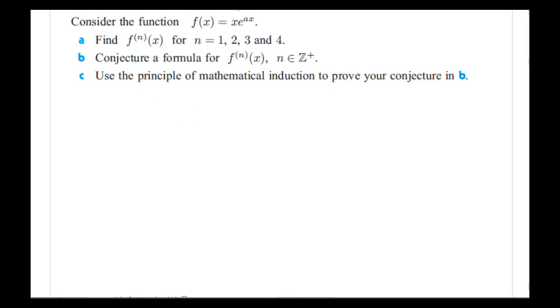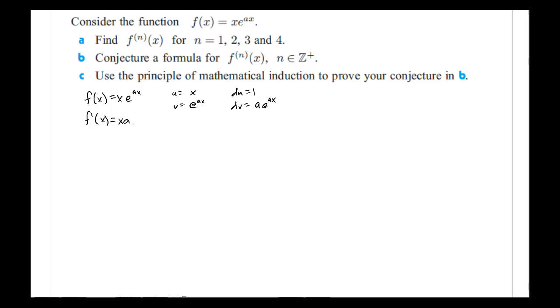and 4. So here we go, we're going to start off with our f of x. We know that f of x is equal to x e to the ax. So our first derivative, we're going to do the product rule here. So u will be x, v will be e to the ax, so du will be 1, and dv is e to the ax times the derivative of the inside, which is just a, so a e to the ax.